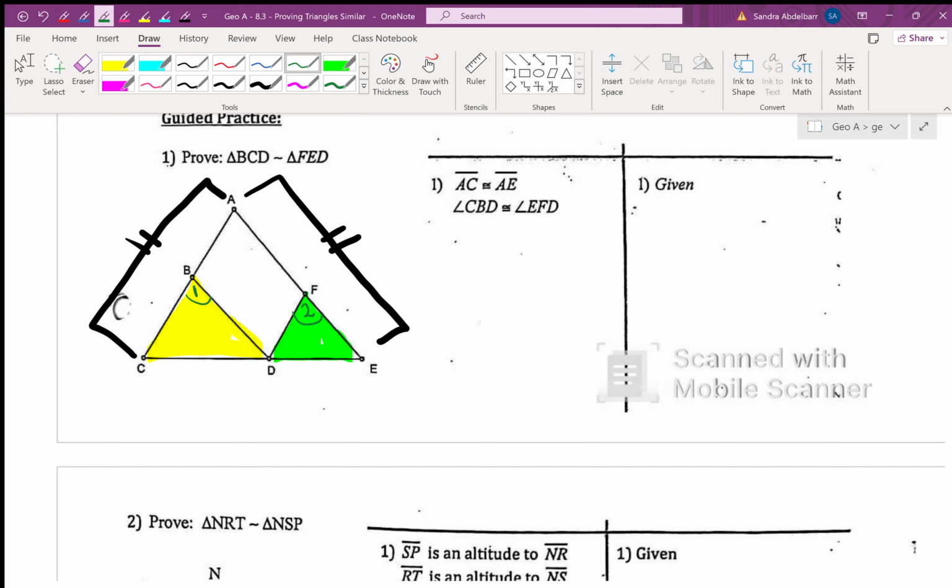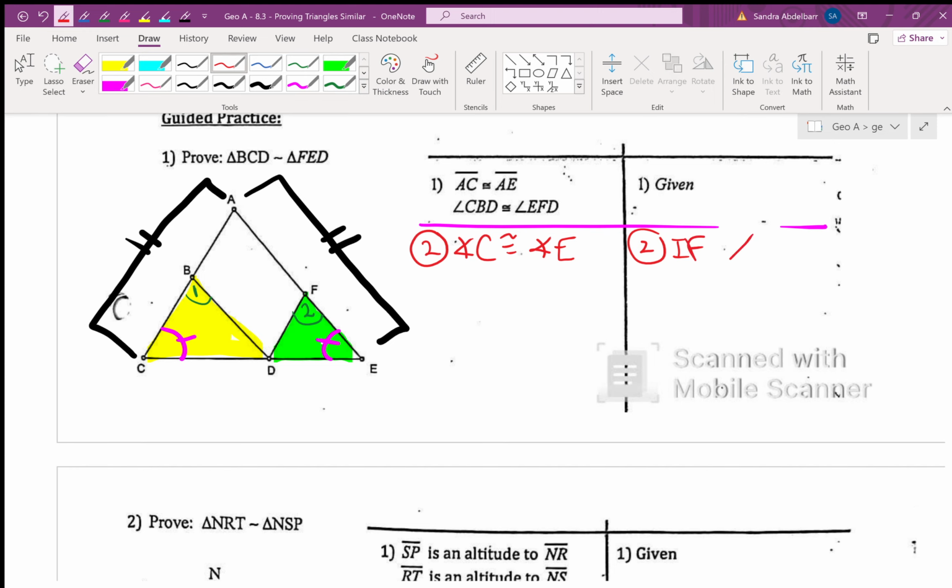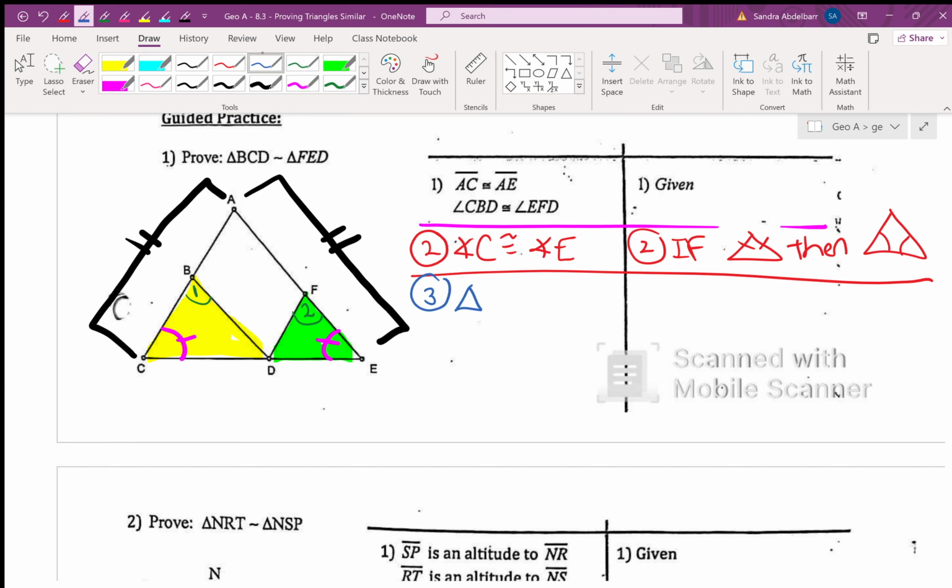But look at the big triangle, CAE. Do we all see that big triangle? If the legs of that triangle are congruent, what else can we conclude? That the base angles are also congruent. So I can go to step number two, and I can say angle C is congruent to angle E, and the reason is if legs, then base angles. Do we now have enough to say these triangles are similar? Absolutely.